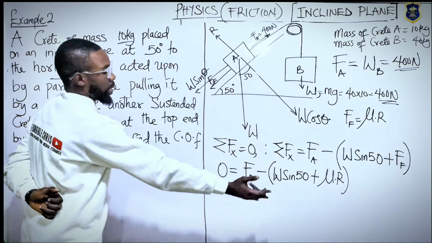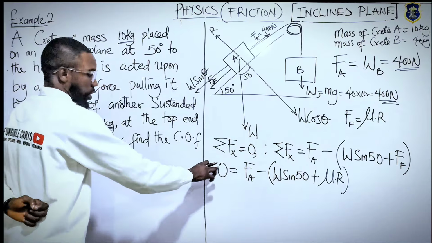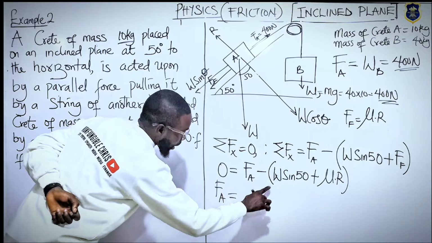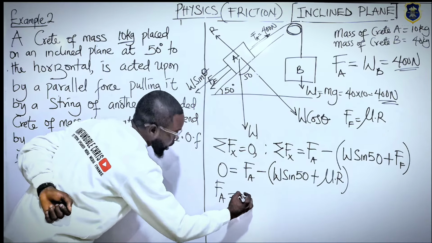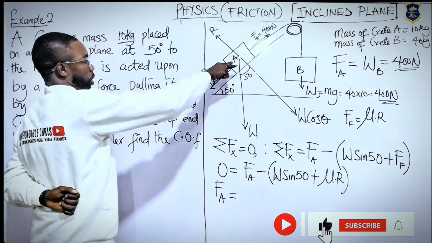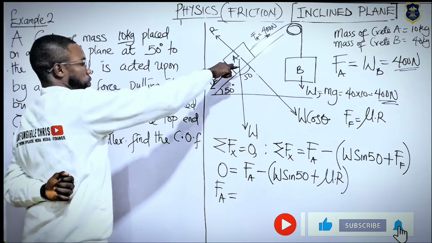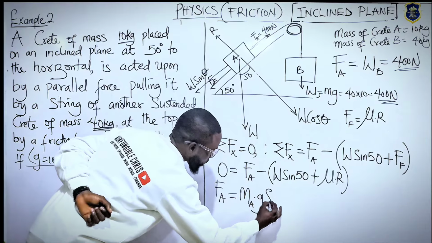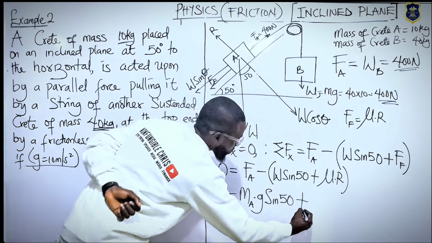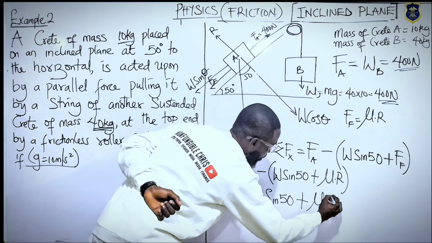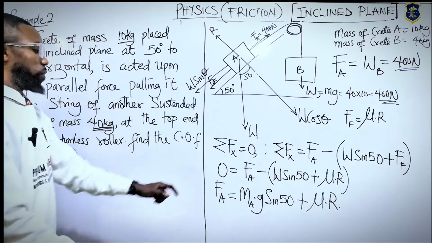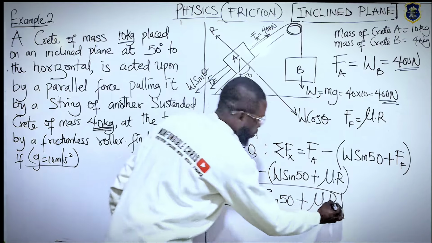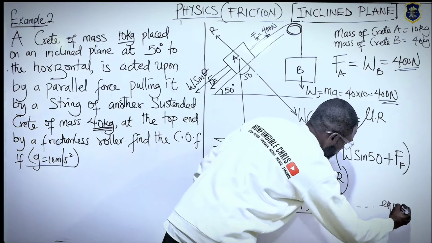If I collect like terms, I bring this here, taking the 0 off, I'm going to have my FA as W sine 50 plus mu R. Remember that W is mg, and this is the mg of this one, the mass of A. We have m of A times g sine 50 plus mu R. So that's for the first one. Let's call this equation 1.